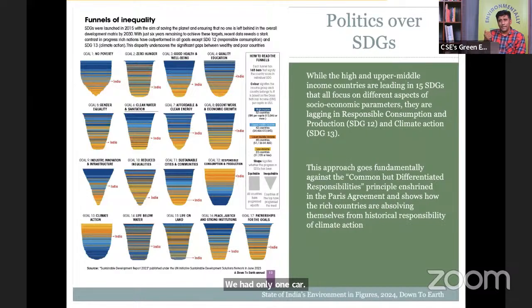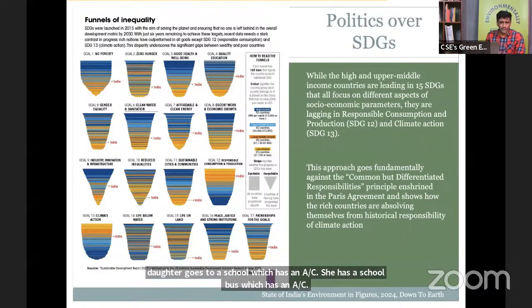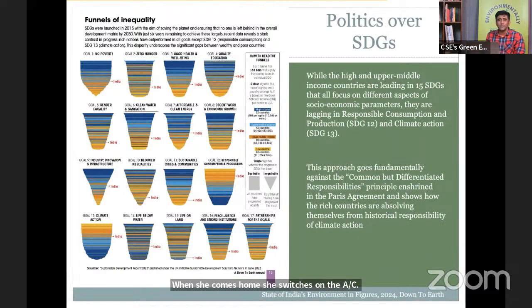Today, my daughter goes to a school which has an AC. She has a school bus which has an AC. When she comes home, she switches on the AC. Our cars are always running on ACs. Our workplace is also the same way. So we are consuming in a way that is not sustainable for nature, and we have to bring it down.